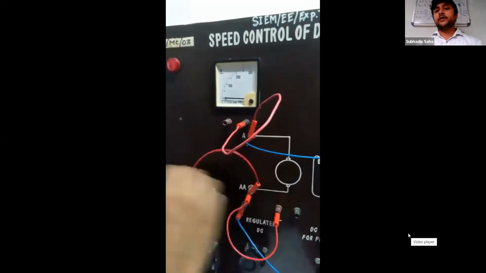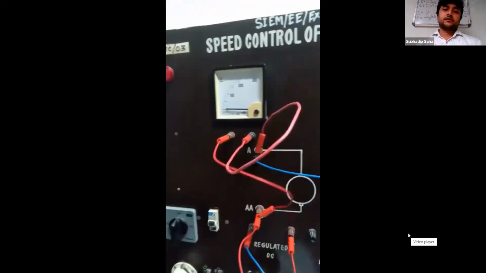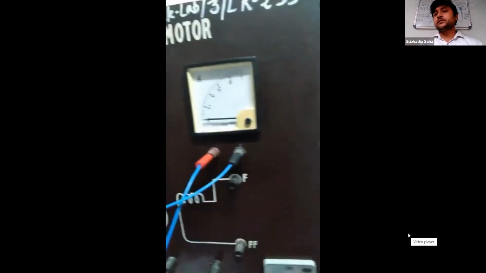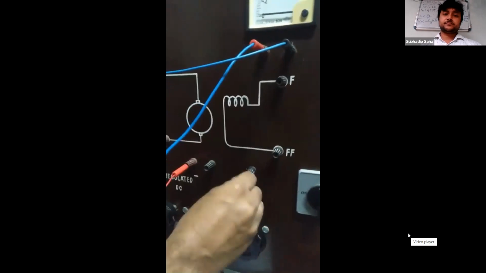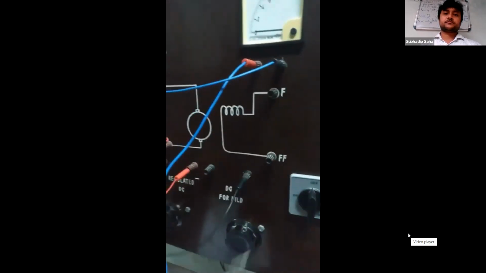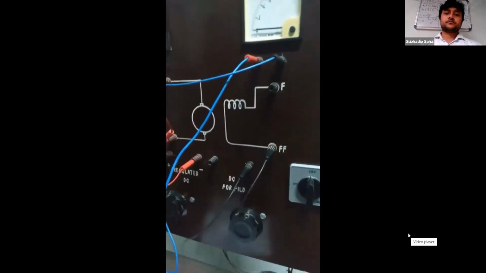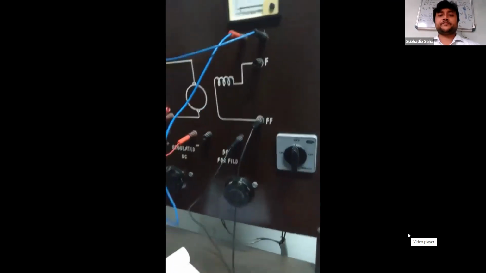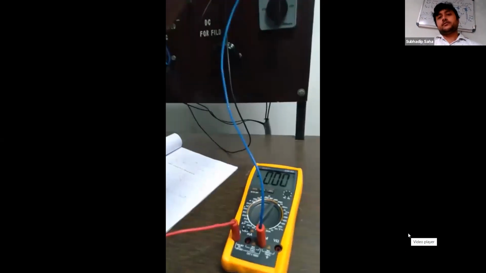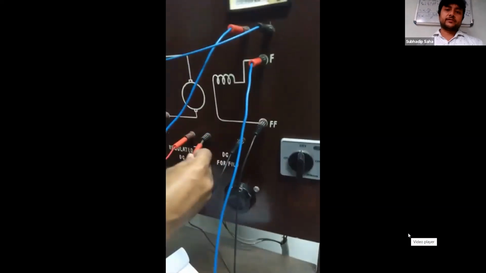Voltmeter will be connected in parallel, okay? And ammeter will be connected in series connection. That's it. From field winding, we're connecting a field circuit.